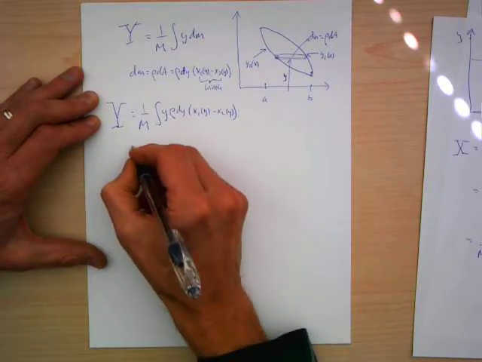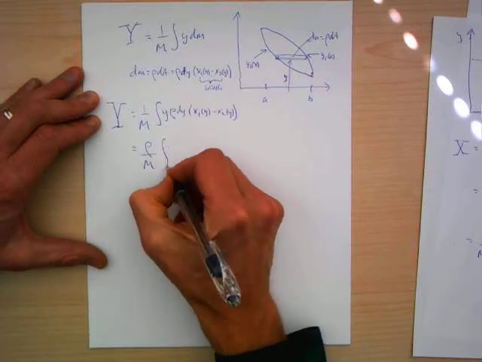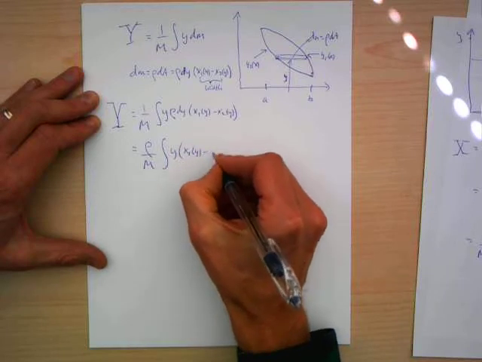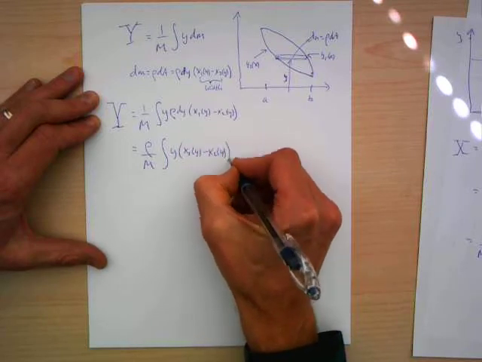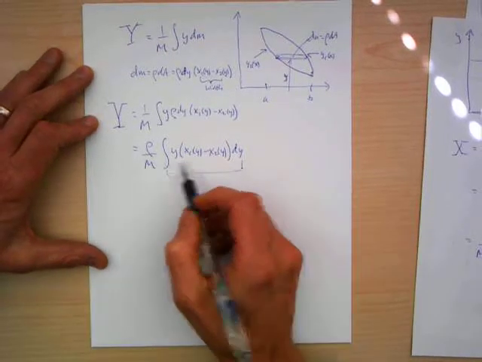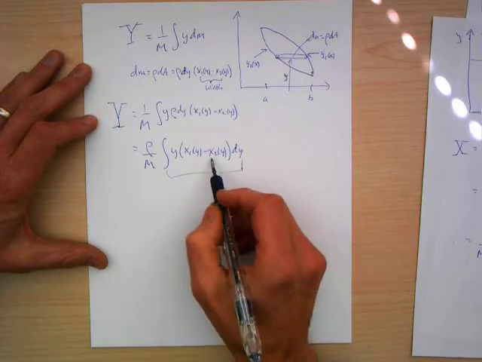And if I clean this up a little bit, if I assume my rho is constant, I can just pull it out, and I'm going to have the integral of y times x1 of y minus x2 of y dy. All right, and so again, this is the integral I've got to do. So hopefully I'm able to do this integral to get my answer.